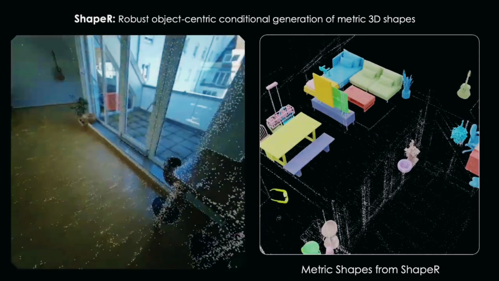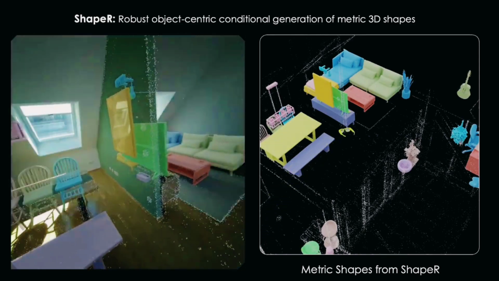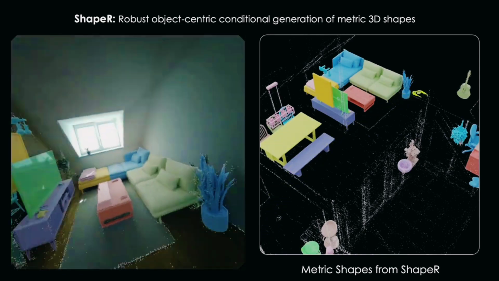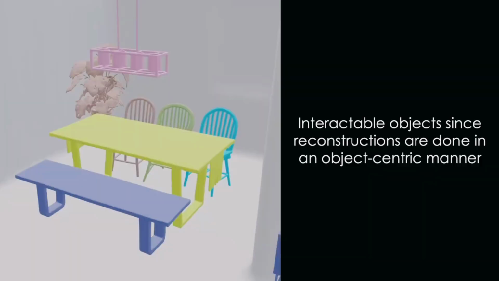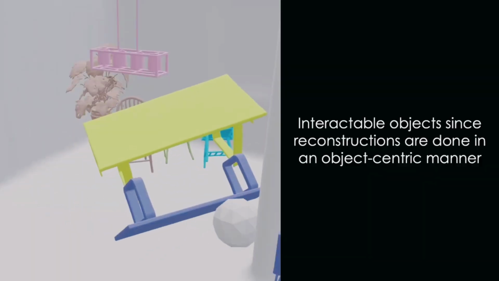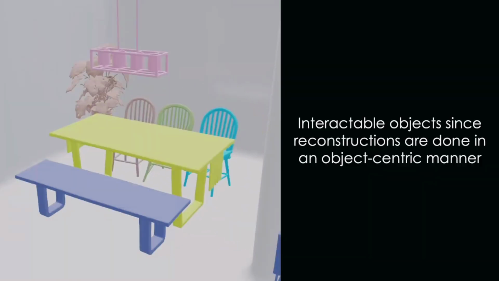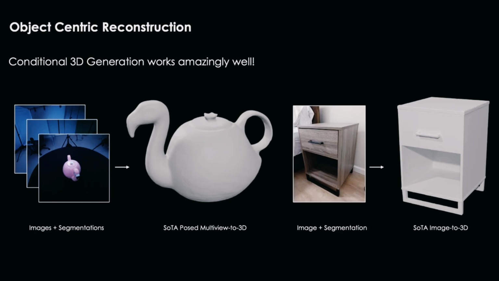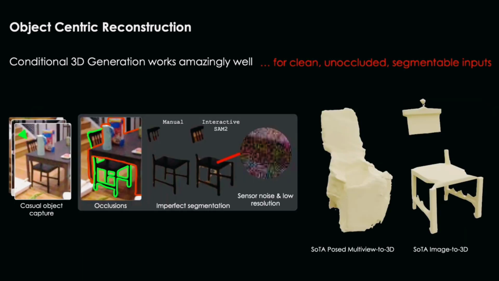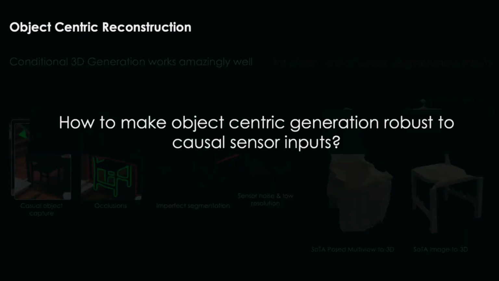As the method can leverage SLAM points and multi-view input, the resulting reconstruction is metrically grounded. And since the approach is object-centric, interaction is possible at an object level. The approach is inspired by the success of recent image-to-3D generative models, which work amazingly well for clean, unoccluded inputs, but struggle in the presence of real-world noise, clutter, and occlusions. We investigate how to make these approaches robust to casual inputs.